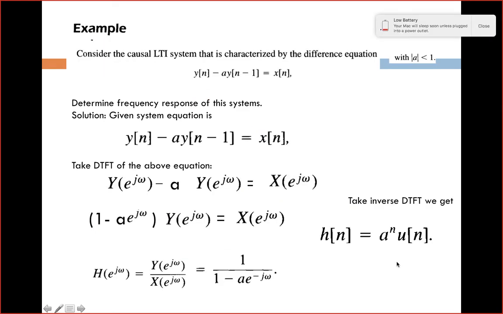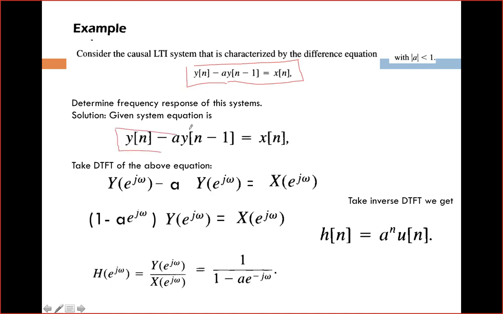With this small introduction, we are going to solve a problem. Consider the causal LTI system that is characterized by the difference equation y of n minus a into y of n minus 1 is equal to x of n. Determine the frequency response of the system. Frequency response or impulse response, no problem. So first I have written this equation: y of n minus a into y of n minus 1 is equal to x of n.